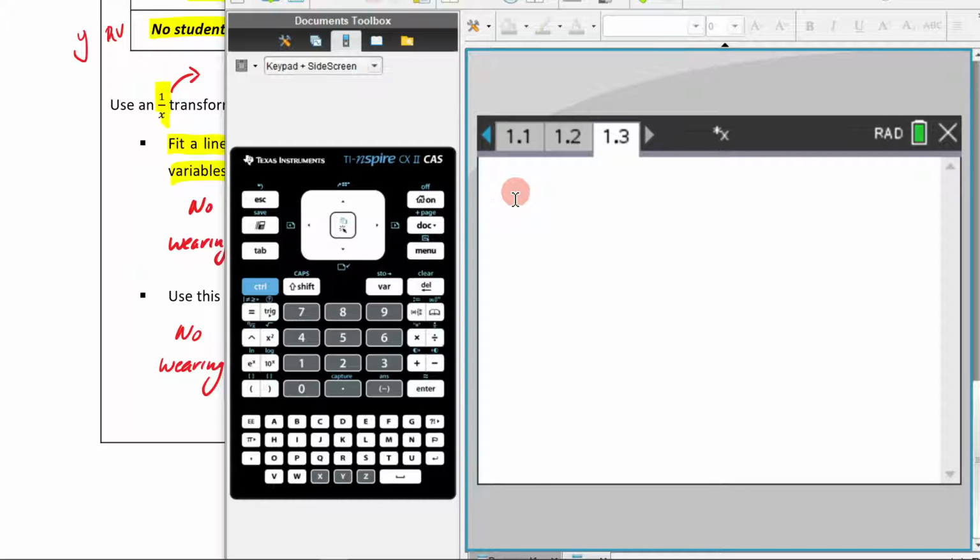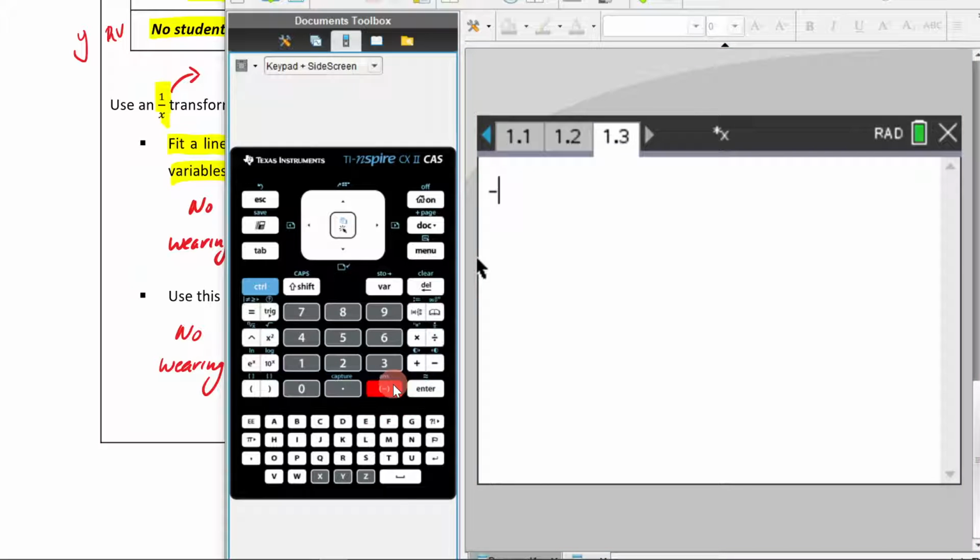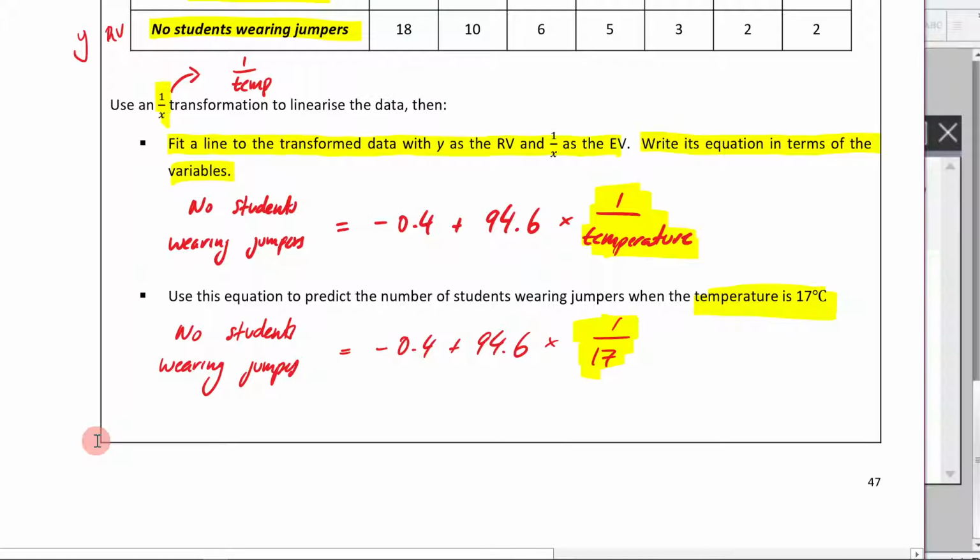All right, so it's, oh, do you know why? Because I have to hit this one. Negative 0.4 plus 94.6 times 1 on 17. All right, we have a look at that. That all looks good. We hit enter. And we're going to get that answer, 5.16. So that means if I was to round this to 1 decimal place, I'm going to end up with, if I grab a pen, 5.2.